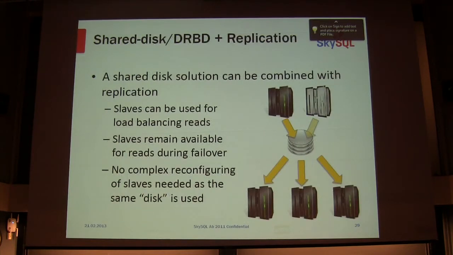And of course, the shared disk and the DRBD solutions can be combined with replication. So the master has a shared disk or DRBD, and then you have slaves that are reading from the master. This means that if the master fails and you have to do your crash recovery of the passive machine, your slaves are still available, so you can still read. Even though you can't write for a minute, you can still read during this period, so you don't stop all of your traffic if you combine this with replication slaves.